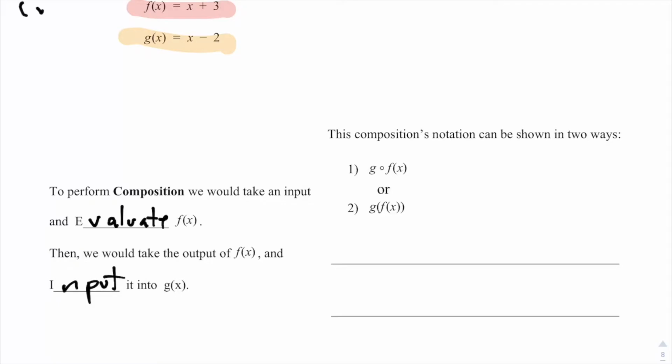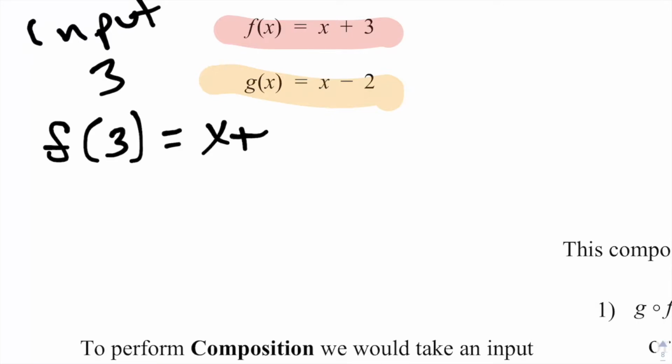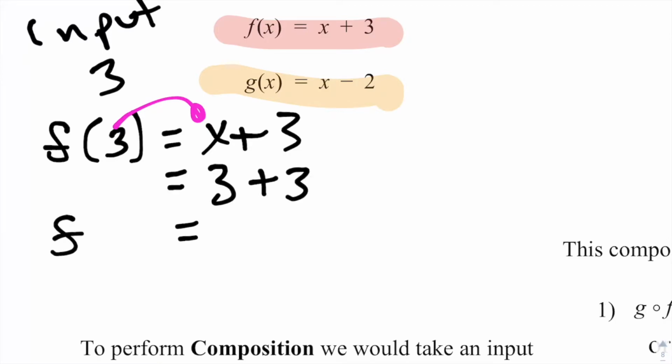So let's take our input and do 3. So we're going to take f of x and evaluate it at 3. So anywhere I see x, 3 is going to go. So f of 3 is equal to 6.